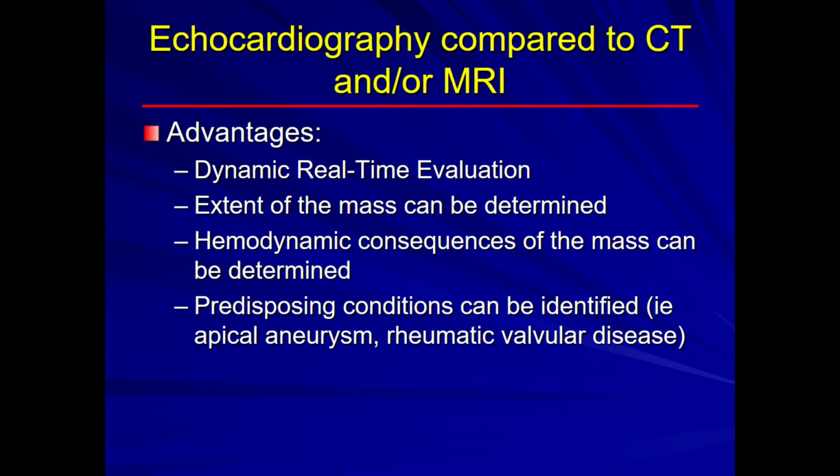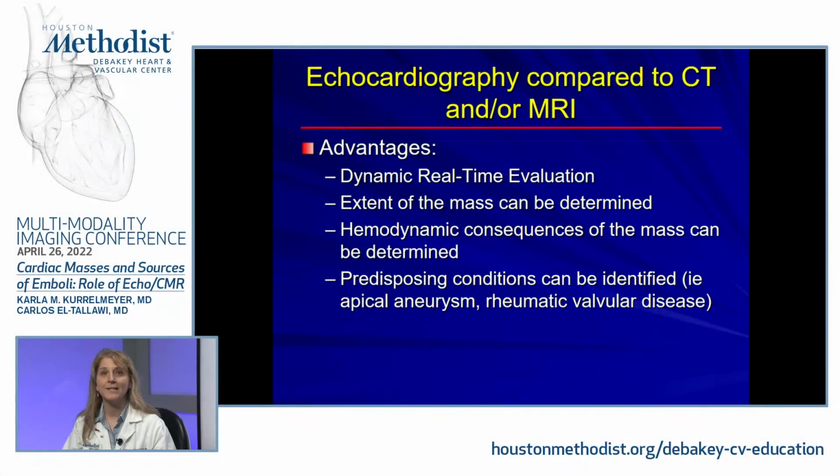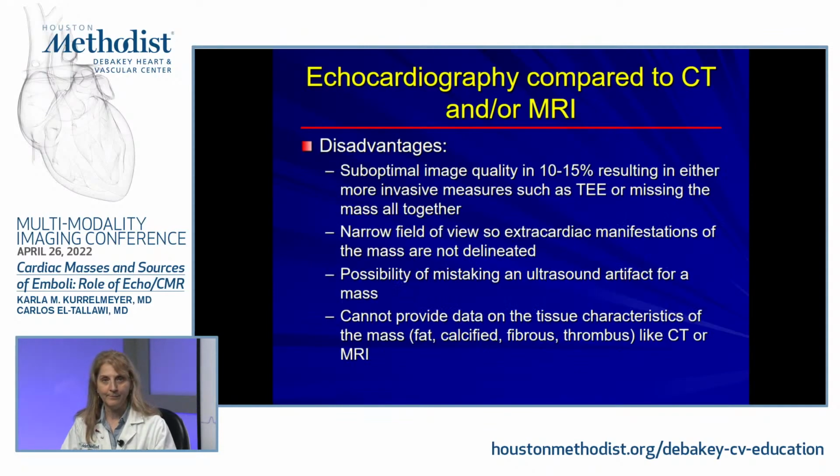The extent of the mass within the heart can also be determined, and the hemodynamic consequences of the mass can be determined. So you can determine whether or not it's causing valvular regurgitation or valvular stenosis or compression of the chambers, for example. Predisposing conditions can also be identified, such as an apical aneurysm leading to a low flow state, which causes that thrombus to occur, or rheumatic valvular disease, which predisposes to endocarditis, for example.